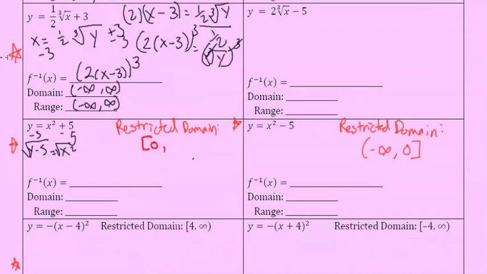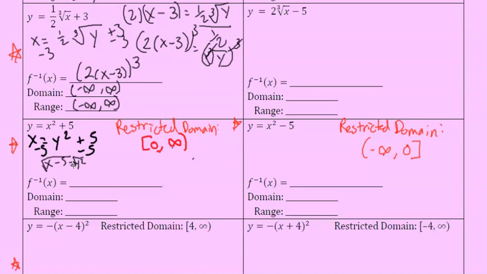Let's look at this one. Y equals x squared plus 5. So let's switch the x and the y and solve for our new y. Subtract 5. X minus 5 equals y squared. Take the square root of each side.